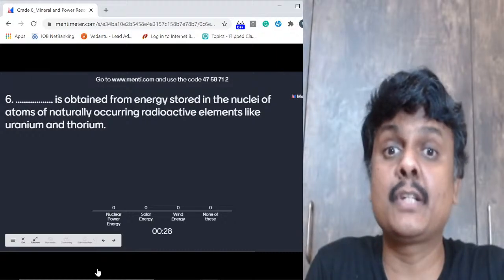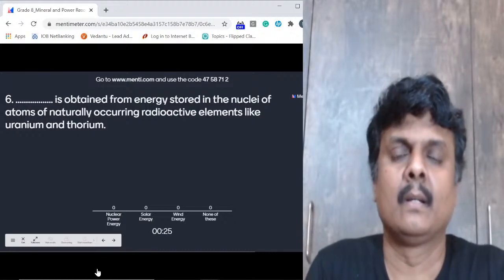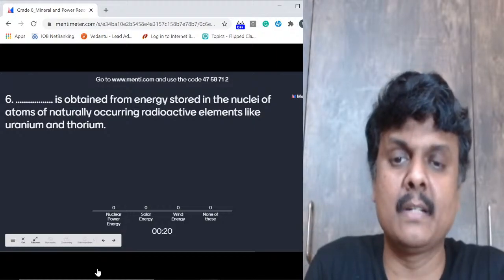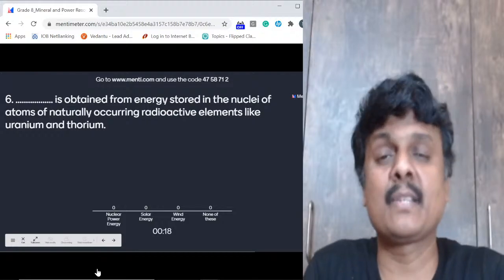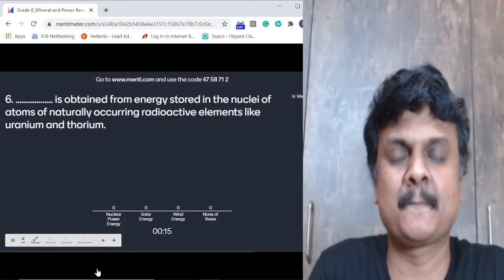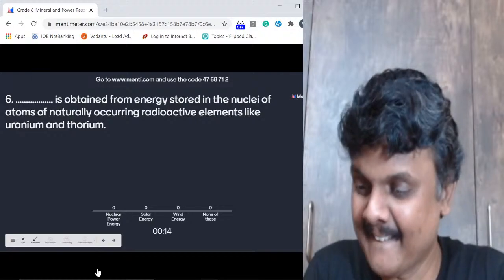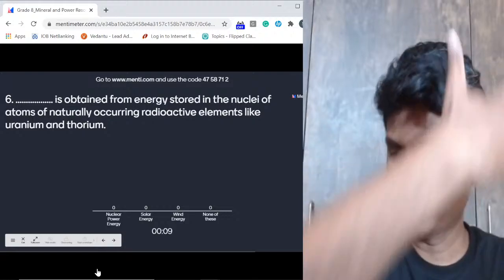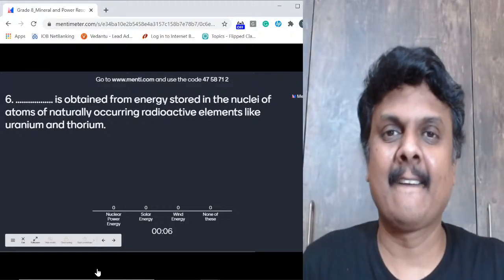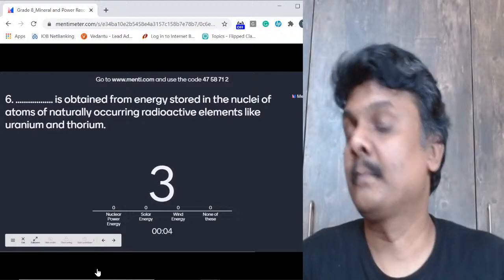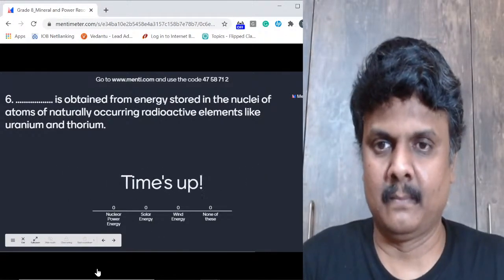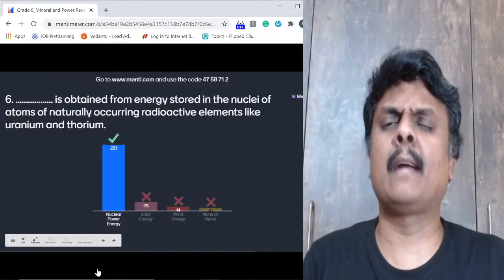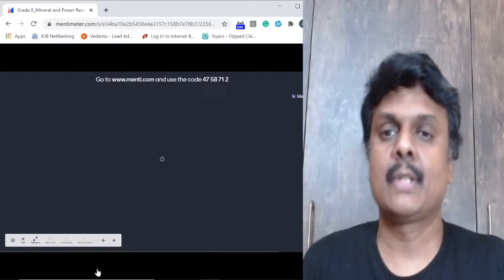Blank is obtained from energy stored in the nuclei of atoms. So what is it called? Nuclear power energy, solar energy, wind energy. Can I ask you a simpler question than this? Come on guys, come on. Okay, most of you got it right. Nuclear power energy.